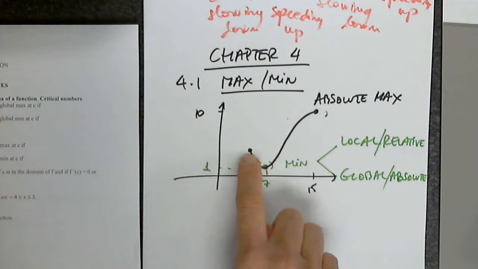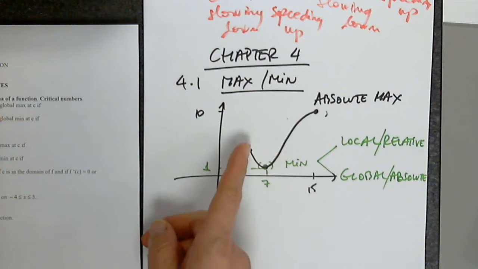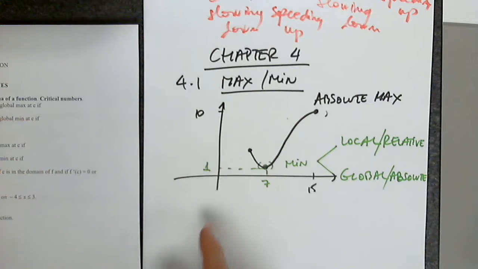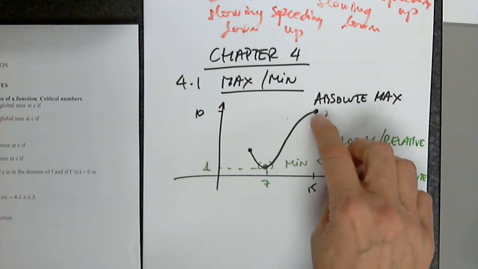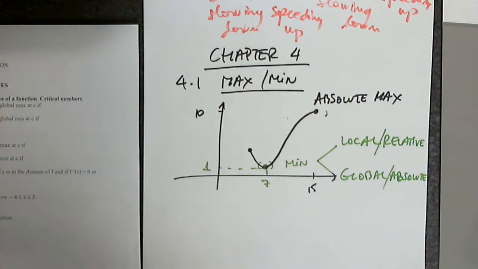Also, this point is nothing. It cannot be local, because I cannot show the open interval on both sides, and it cannot be absolute max, and it cannot be absolute min. This is the absolute min, and this is the absolute max. So this point is nothing.